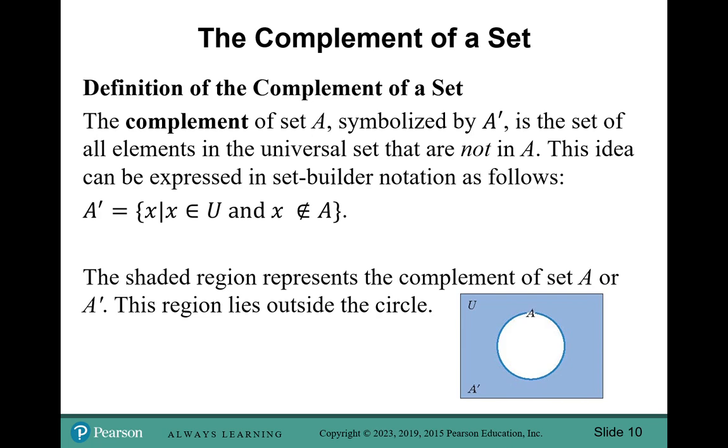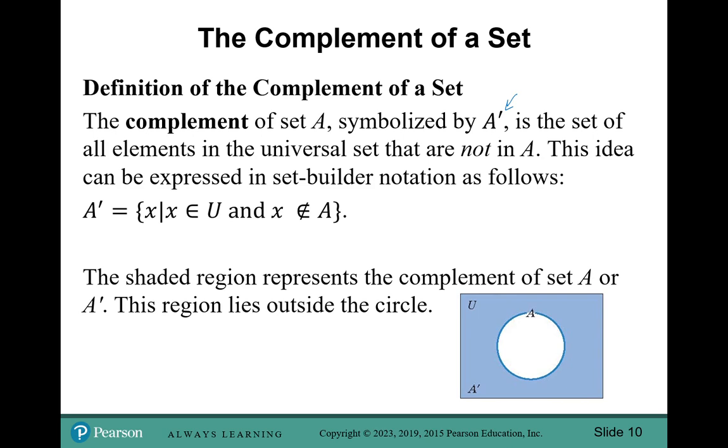Now, I mentioned this earlier, but let's put a formal definition to it. Let's look at the complement of a set. The complement of set A is symbolized by a complement using this symbol right here. Okay? A complement is the set of all elements in the universal set that are not in A.